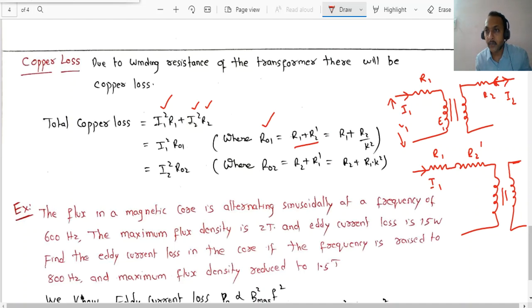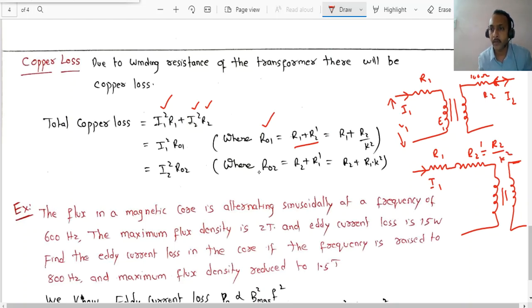Now while transferring the secondary side resistance towards the primary, your new value does not mean that if it is 100 ohms, while bringing it towards the primary side, you should take the same 100. That is a common mistake. We should not do that. While the secondary side resistor is brought towards the primary, its value will become its old value R2 divided by K square.